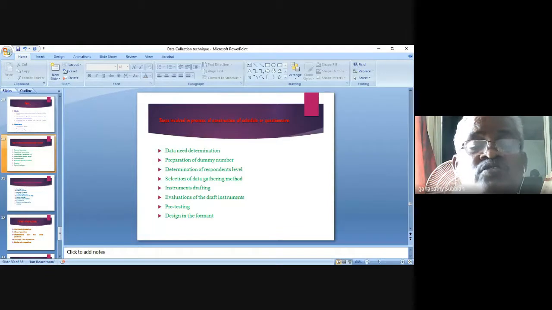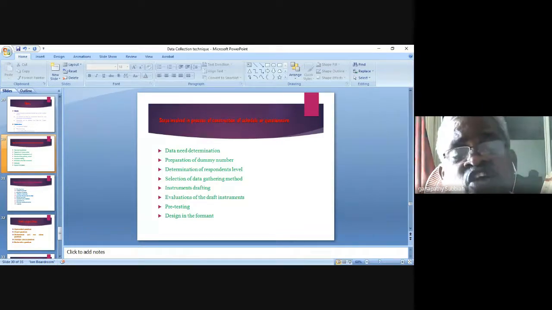Another important step, evaluation of the drafted instrument. After preparing the questionnaire or schedules, in the evaluation process, the researcher should discuss with experts and a research guide the worthiness of the drafted questionnaires or schedules. And pre-testing of questionnaires, to find out the weaknesses and strengths of the questionnaires. They can make a pilot study for tracing the weaknesses and strengths of the framed questionnaires. So pre-testing is another important step taken into account by the researcher.